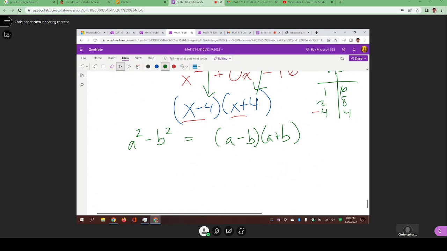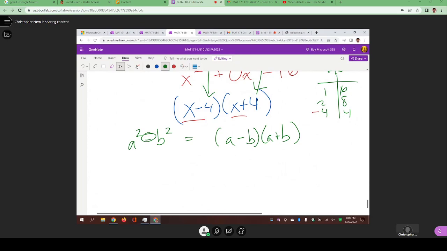So notice that this is a subtraction symbol. I did not do x squared plus 16, which in fact doesn't factor out nicely. This doesn't factor out nicely until we get to chapter 3. So if you see a plus sign here, that's a no-go for now, until we get into complex numbers. So this works out nicely.